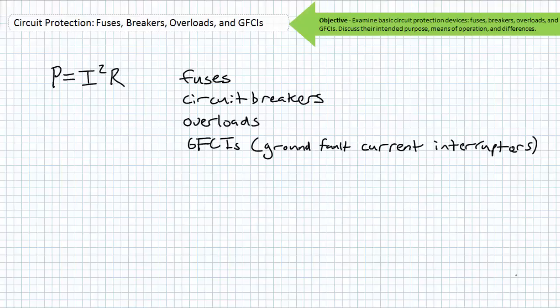Today we'll take a brief look at fuses, circuit breakers, overloads, and ground fault current interrupters. All different types of circuit protection devices that all basically do the same thing. They open up and stop current flow just like an emergency off switch. They use different means of detection and operation, but ultimately they perform the same function. They stop current flow.